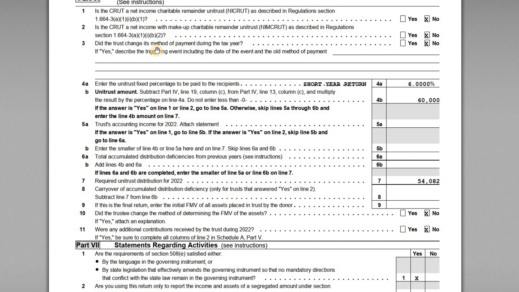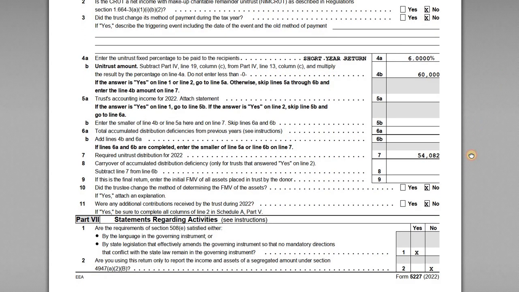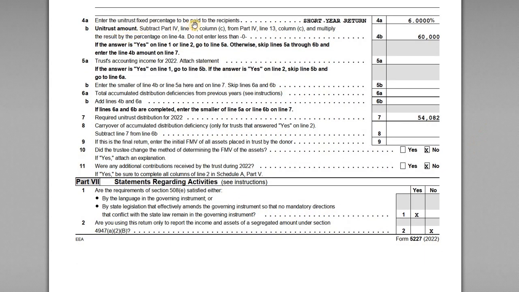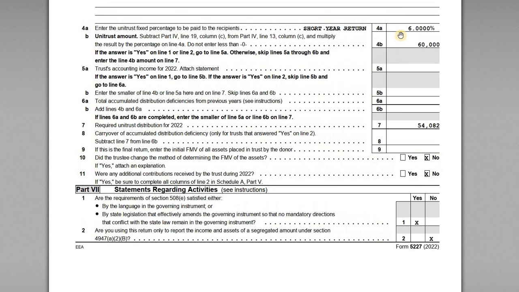Did the trust change its method of payment during the year? No. Right, so we haven't changed the payment terms or when we make those payments to the beneficiary. The Unitrust fixed percentage that's paid to the recipient, so this is something we do start completing, right? So we have a 6% Unitrust payment percentage per the agreement.